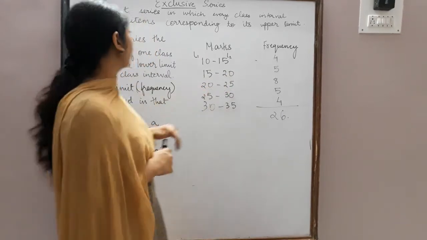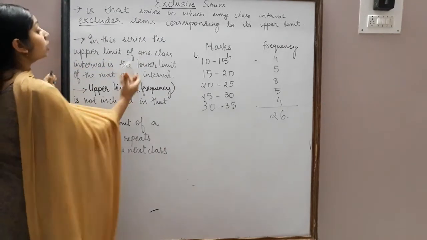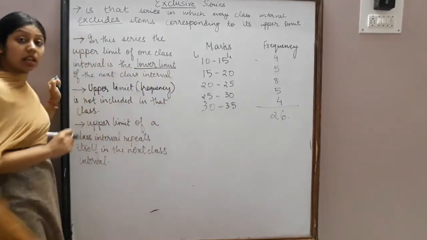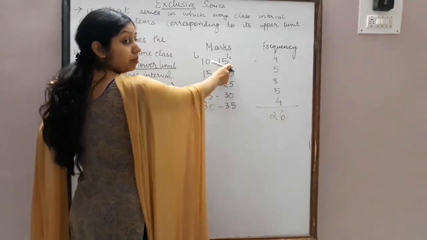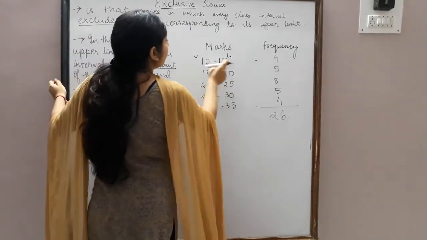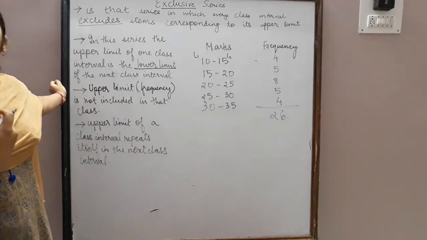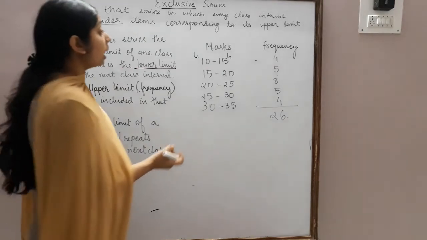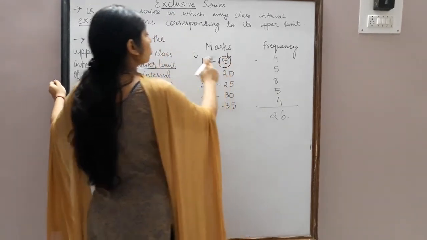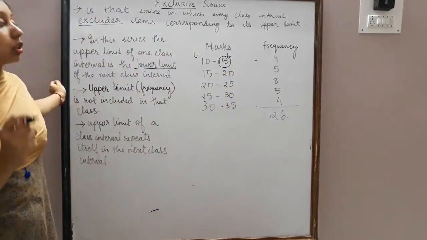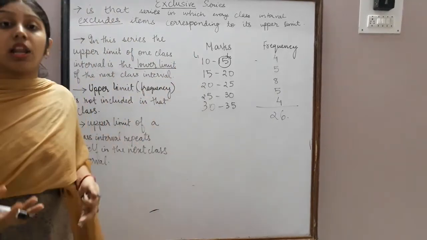In this series, the upper limit of one class interval is the lower limit of the next class interval. Over here, in 10 to 15, 15 is the upper limit in the first class interval, then it becomes the lower limit of the second class interval. Otherwise, if you do not include that, then the item which belongs to the value 15 will not be included either in this class interval or in that class interval. It will be left out, right?